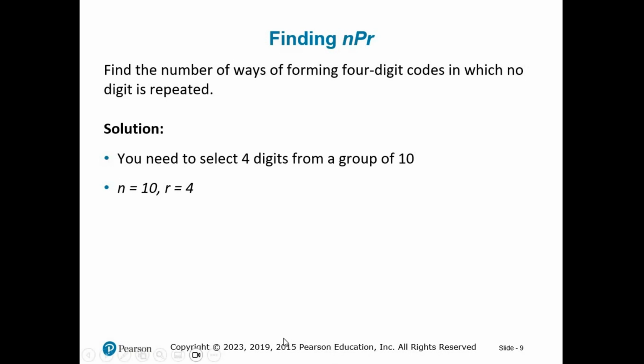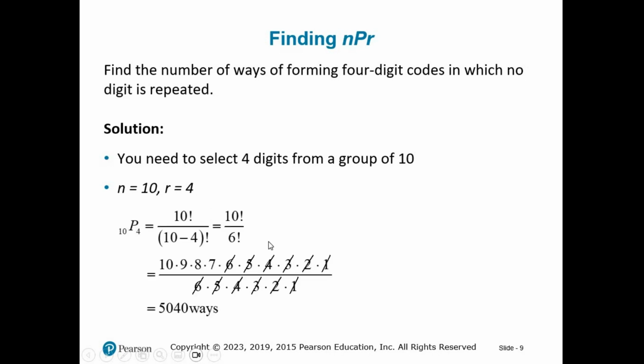So we have n, the number of objects, equals 10, and r, the number of spots, equals 4. Now we just plug into the formula. 10 factorial goes on top, then 10 minus 4 quantity factorial goes in the denominator. If we write these out, you can see that everything after the 6, including the 6, gets factored out with the denominator. All we're left with is 10 times 9 times 8 times 7. That gives us 5,040 ways the 10 digits could be arranged in the 4 spots.